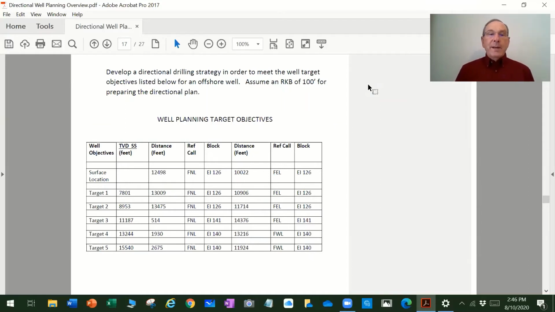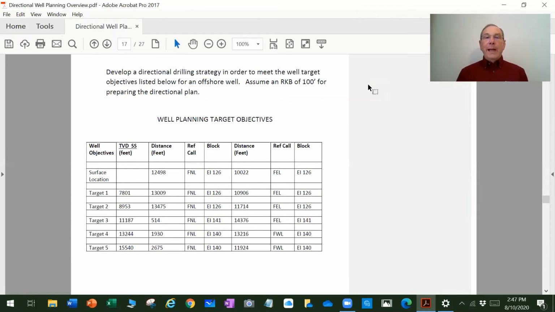Okay, we're going to be starting off with, which most of the time comes from a geologist or someone in the geoscience aspect of our organization, well planning target objectives, something like this. And it says develop a directional drilling strategy in order to meet the well target objectives listed below for an offshore well. Assume an RKB of 100 feet for preparing the directional plan.